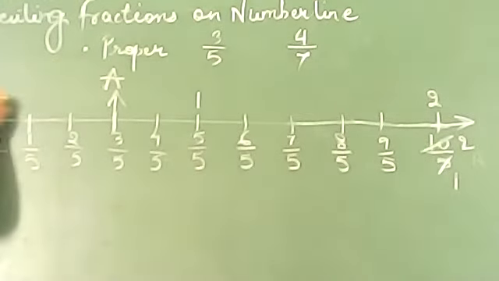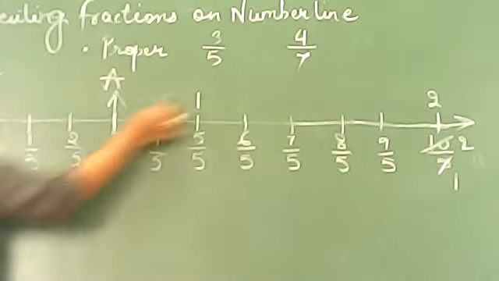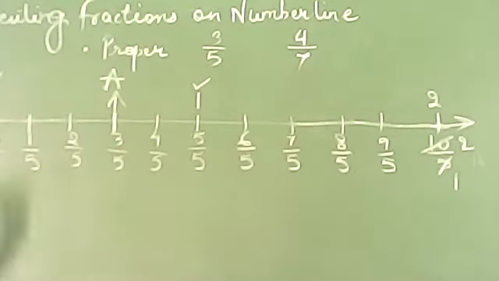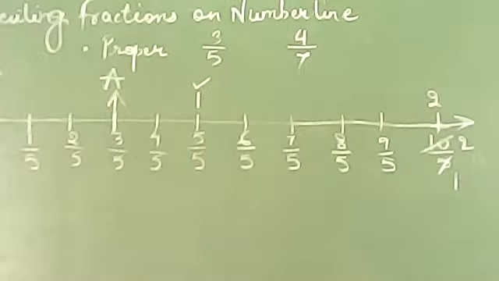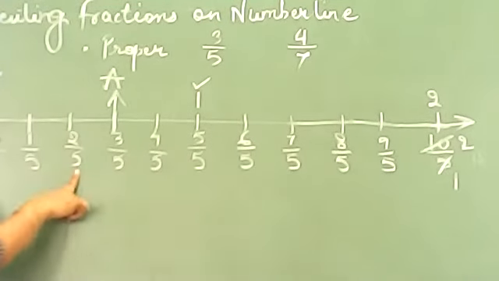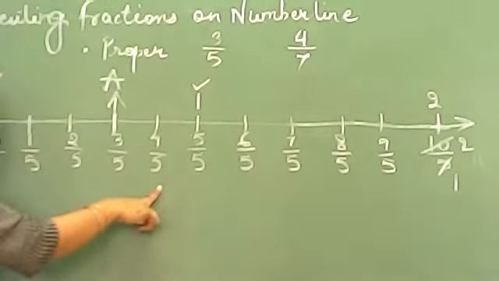Now see this, only 2 whole numbers, 0 and 1. Only 2 whole numbers we are observing right now. Can you see how many fractions are there in between? 1, 2, 3 and 4.